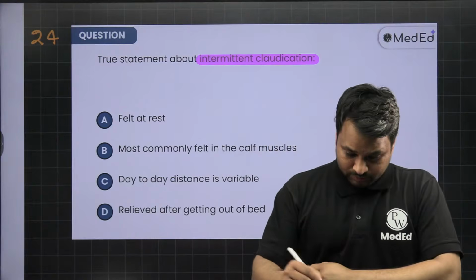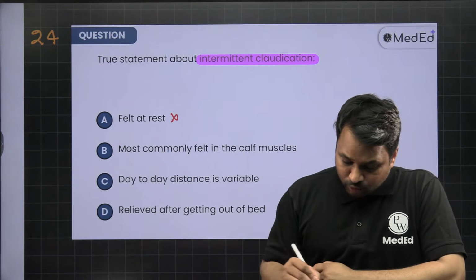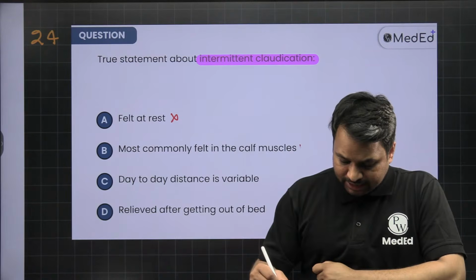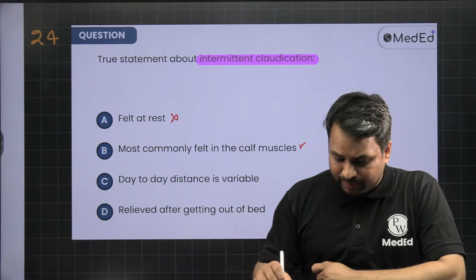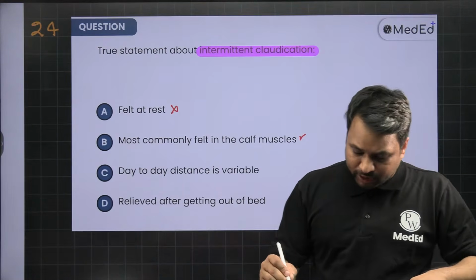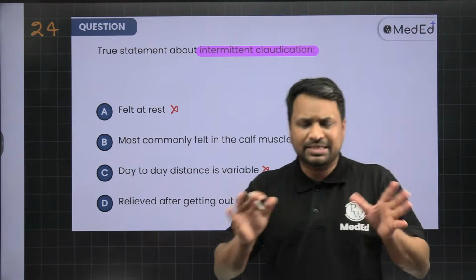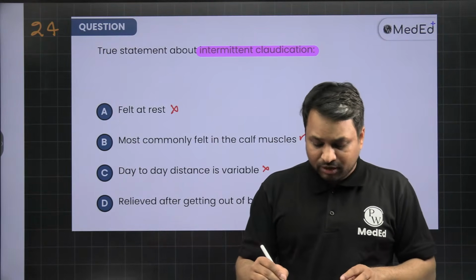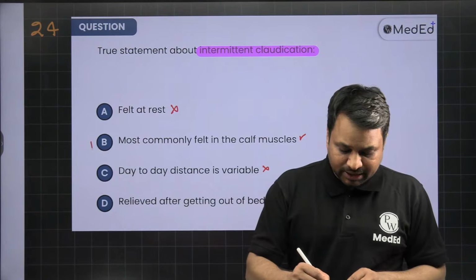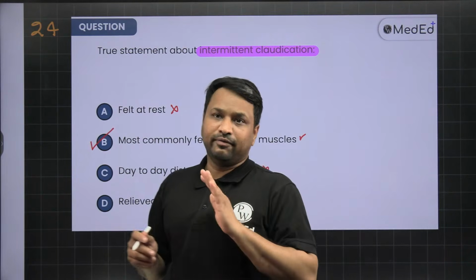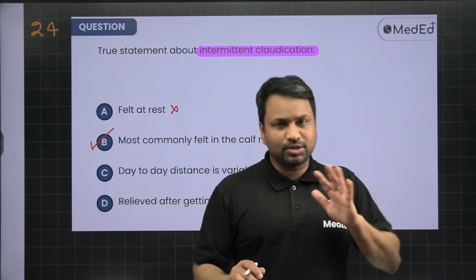Now, it is felt as rest is wrong. Most commonly felt in the calf muscles is correct. Day-to-day distance is variable, no, usually it remains consistent. Relieved after getting out of the bed, no. Relieved after resting, so answer here is going to be B for Bombay, right? We have already discussed it in detail, so don't worry about it.